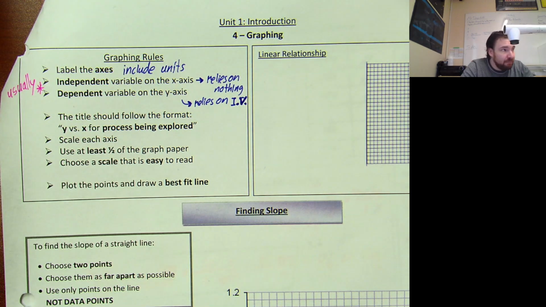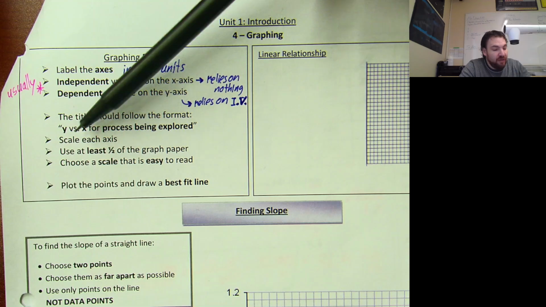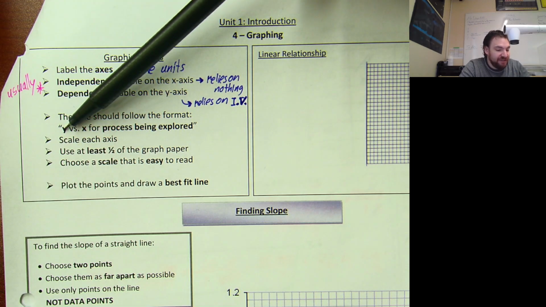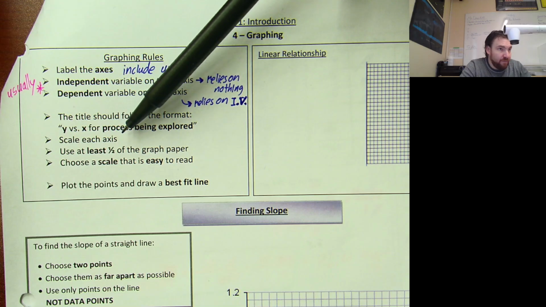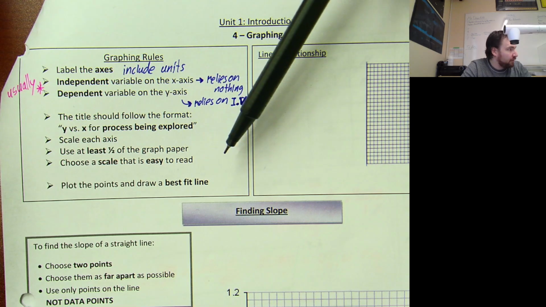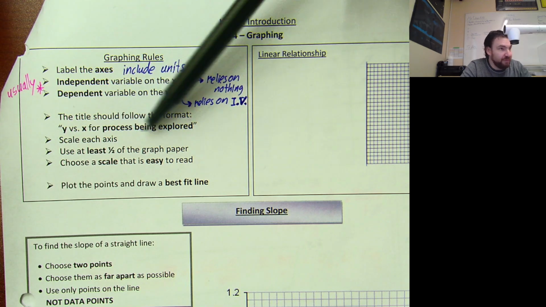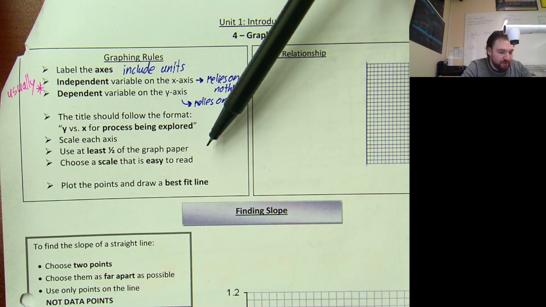So maybe I have a remote control car that I'm racing down the hallway, and I want to find out how fast that thing's going. And so maybe I time the thing as it passes certain distance measurements. So that would be distance versus time for my remote control car, because the remote control car is the process I'm exploring. Okay, so we have to have a title of some kind.